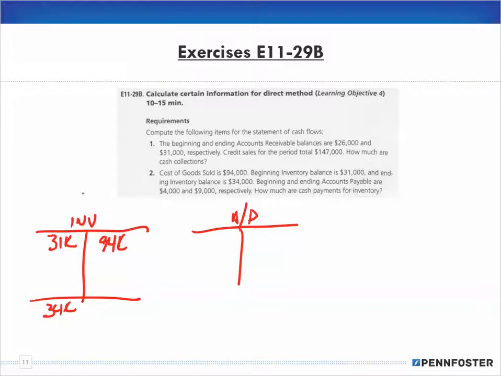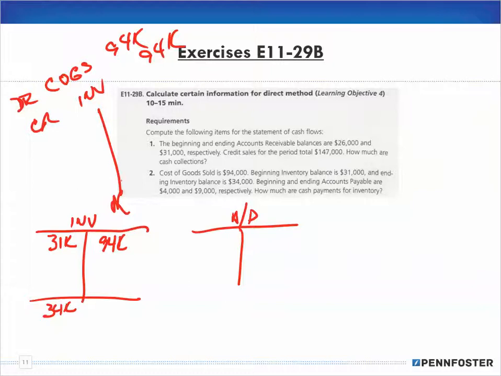Remember that when we put an item into inventory, we debit it because we're increasing the inventory, but whenever we make the sale, we not only have to make the journal entry to record the sale, but we also have to make a journal entry to take the item out of inventory and put it in the cost of goods sold. So even though it's saying our cost of goods sold is 94,000, the entry for that is a debit to cost of goods sold for 94,000 and a credit to inventory for 94,000. So that's why you're seeing a credit to the inventory account there.